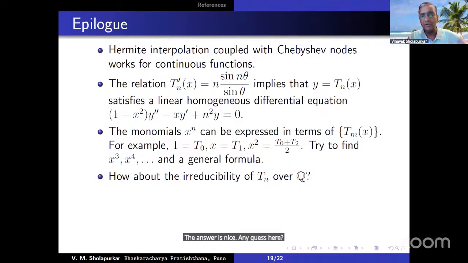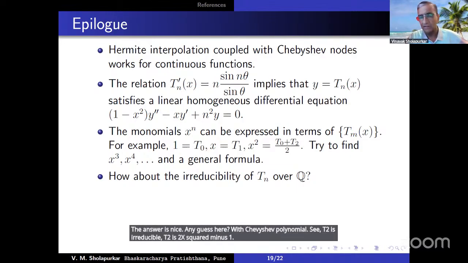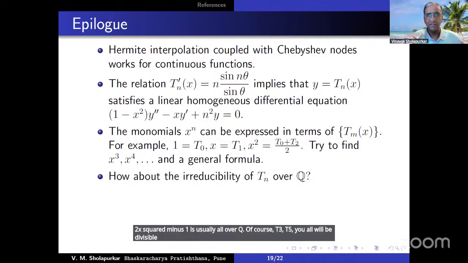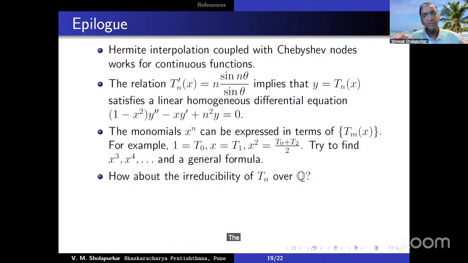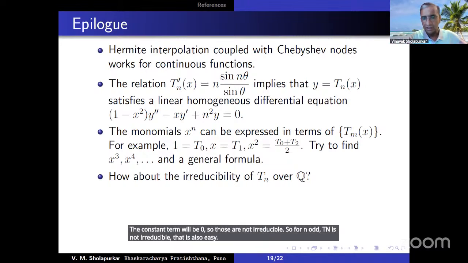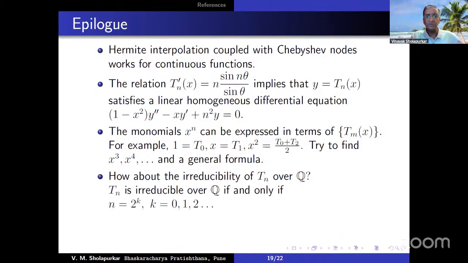Which Chebyshev polynomial? See, T2 is irreducible. T2 is 2x square minus 1, and 2x square minus 1 is irreducible over Q. Of course, T3, T5 all will be divisible by x. The constant term will be 0. So those are not irreducible. So for n odd, Tn is not irreducible. That is also easy. Tn is irreducible if and only if n is 2 to the power k.